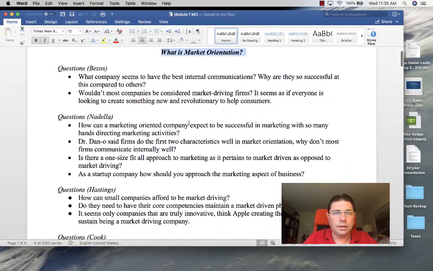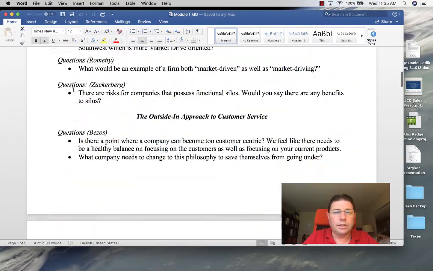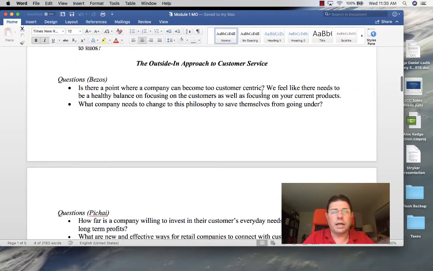All right, that said, let's see about this inside out, his version of MO. Is there a point where a company can become too customer centric? I don't believe there is. I do not believe there is. We feel like there needs to be a healthy balance on focusing on customers that provide your current products. No. I disagree wholeheartedly.